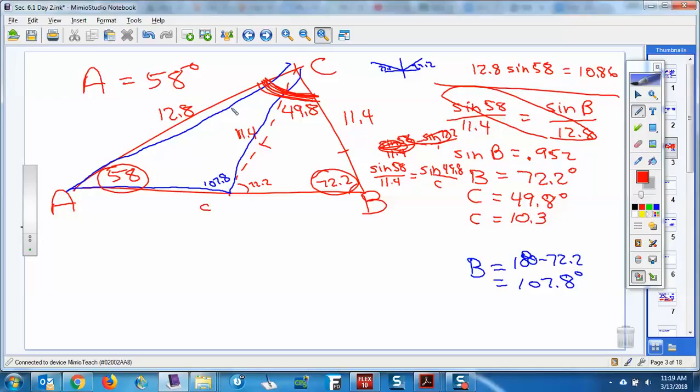10.3. Should be smaller than those. That sounds about right. So that would be that one. And then the blue one, so now in the blue one, we'd have sine of 58 over 11.4, and we would have sine of what's left for this little angle up here.